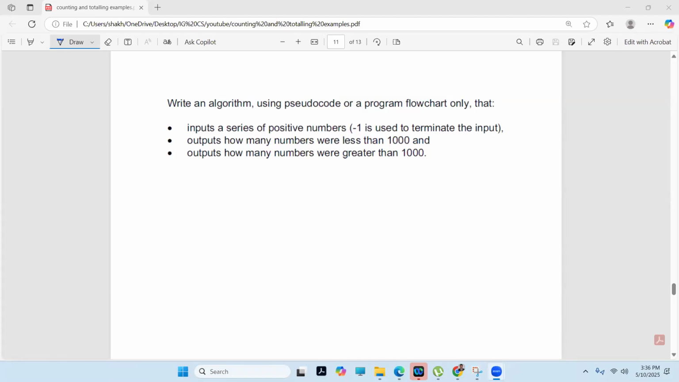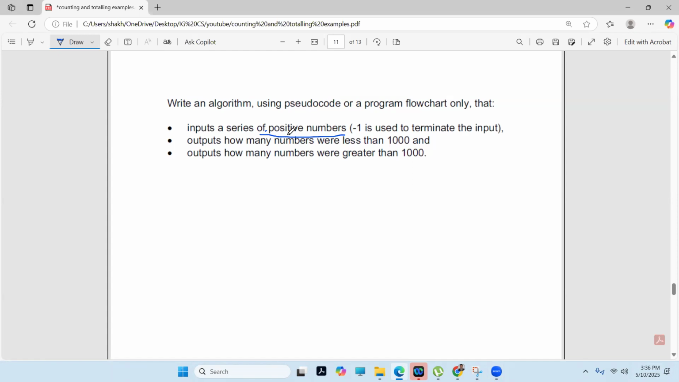So we'll continue learning about the counting and totaling. In our next example, the question is: write an algorithm using pseudocode or program flowchart only that inputs a series of positive numbers. That means we don't know how many numbers, right? A series of positive numbers.